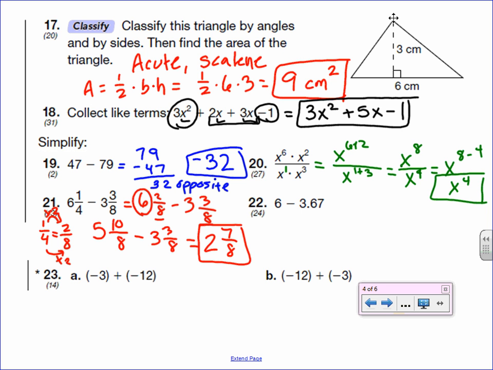And then 6 minus 3.67, well, that's 6.00 minus 3.67. Borrow from the 6, that makes this 10. Borrow from the 10 makes that a 9. 10 minus 7 is 3. 9 minus 6 is 3. Bring my decimal point down. 5 minus 3 is 2. So this equals 2.33.